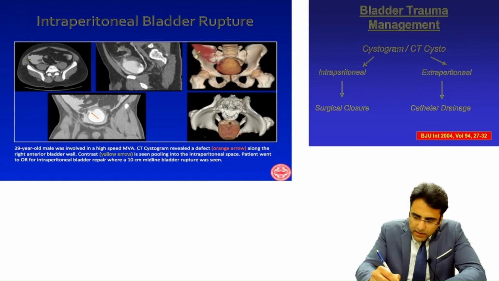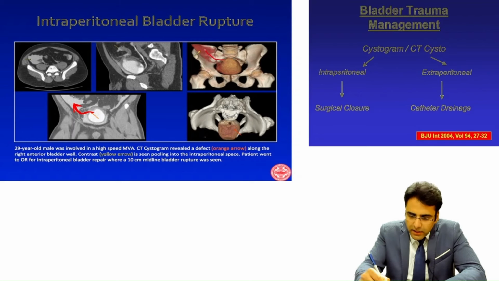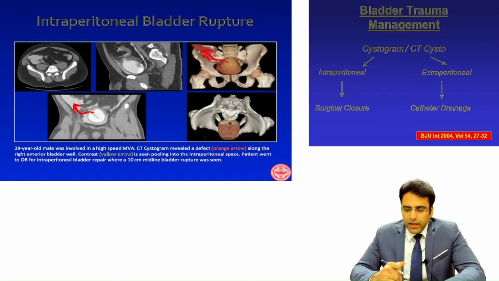There is contrast extravasation. The contrast is extravasating from here into the peritoneal cavity. So this is intraperitoneal rupture. Similarly, you can see in this figure, there is contrast extravasation from the bladder into the peritoneal cavity. So it is intraperitoneal bladder rupture.